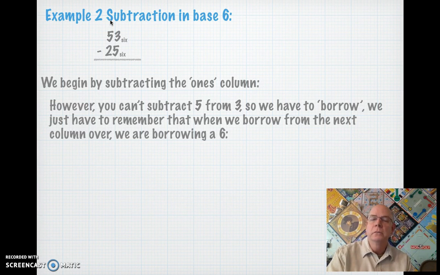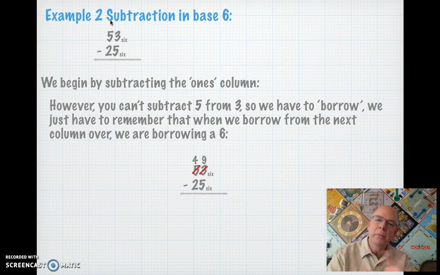And so we have to borrow. Borrowing is a little bit different in other bases. Normally in our number system we would borrow a 10 from the next column because it's base 10. But here we're borrowing a 6. So as we go to subtract the 5 from the 3, we have to cross out the 5 in the upper number, because we're going to borrow from that. So we change that to a 4, just like we normally do. But because we're borrowing a 6, we're going to add that to the 3 below it, and instead of that 3 now we have a 9.